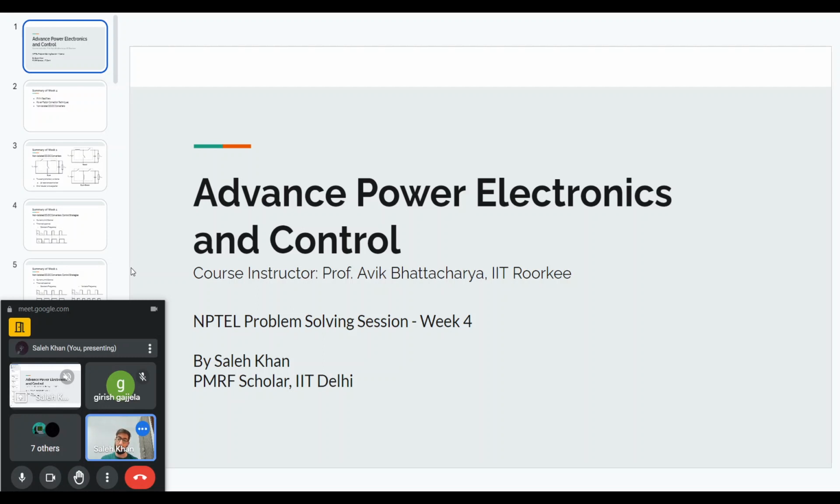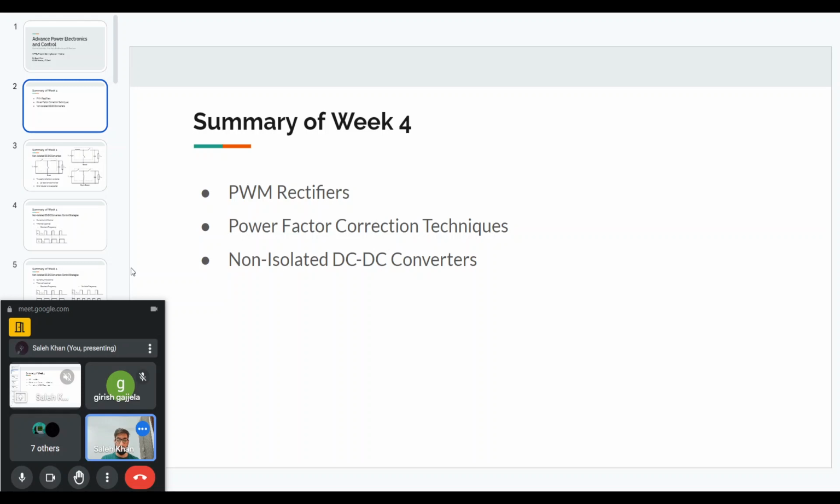So I'll start with a summary of the content that was taught in this week, and then we'll solve some problems based on that content. In week 4, three main topics were taught. The first is power PWM rectifiers, which was continued from the last week. Then power factor correction techniques, and lastly, non-isolated DC-DC converters.